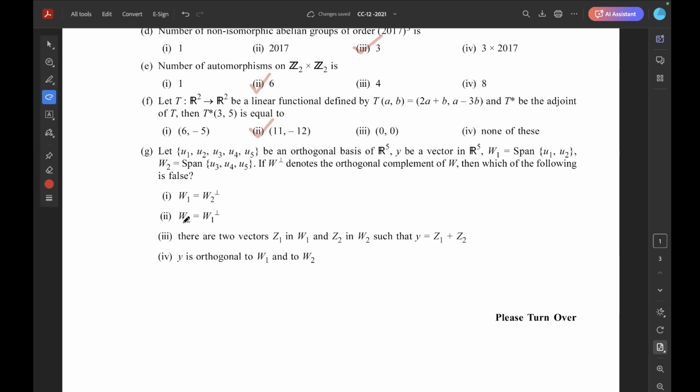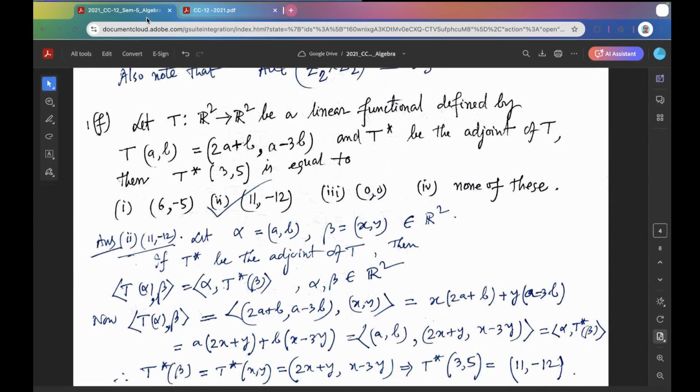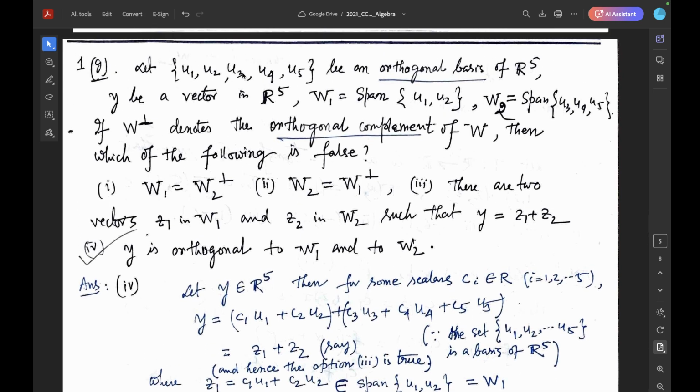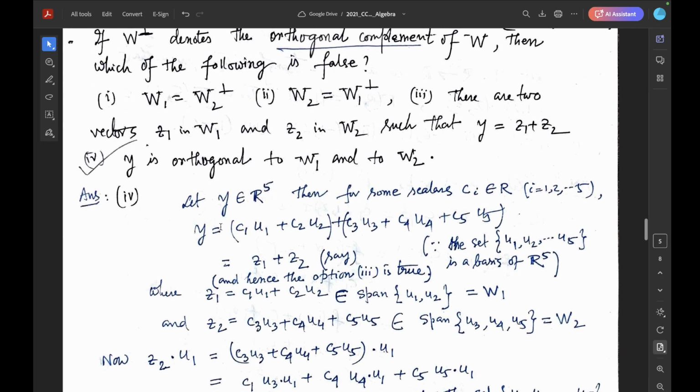Actually, the wrong statement is this: Y is orthogonal to W1 and W2, and options 1, 2, 3 are all correct. Let Y belong to R5. Then for some scalars Ci in R, i equal to 1 to 5, Y equals C1 U1 plus C2 U2 plus dot dot dot plus C5 U5, because this is an orthogonal basis of R5. So we can write any vector Y from R5 as a linear combination of these.